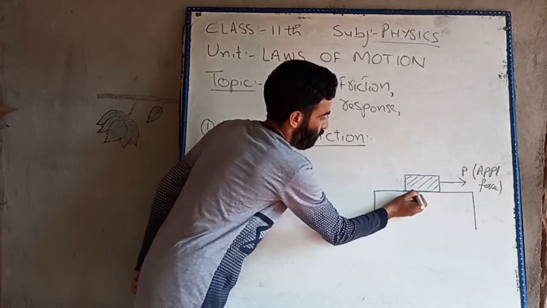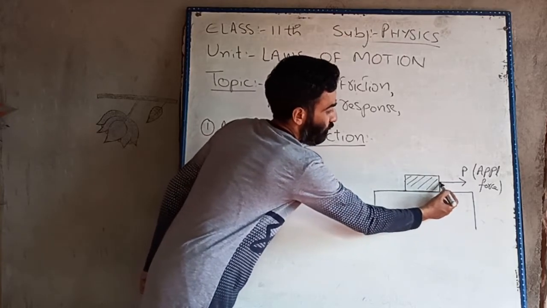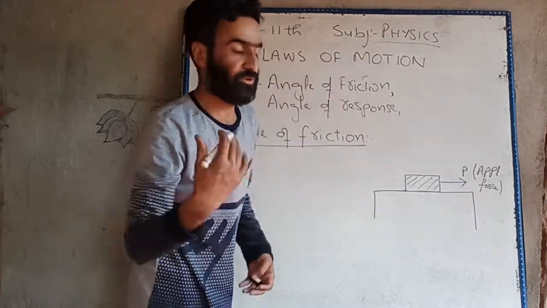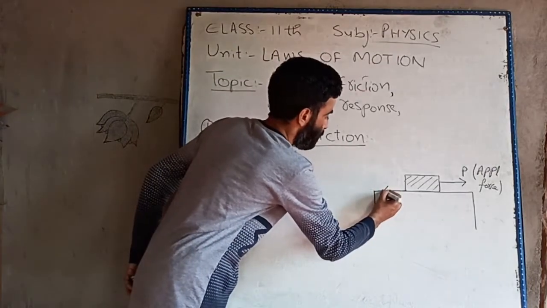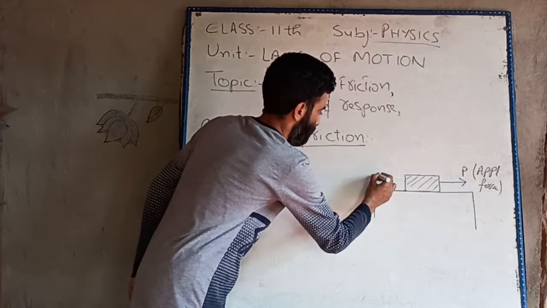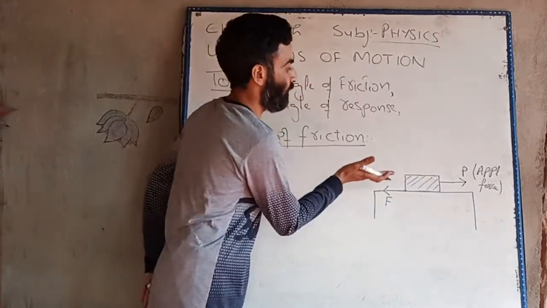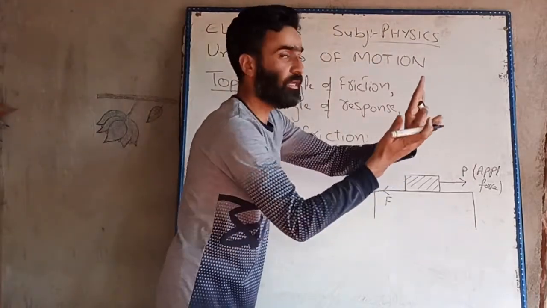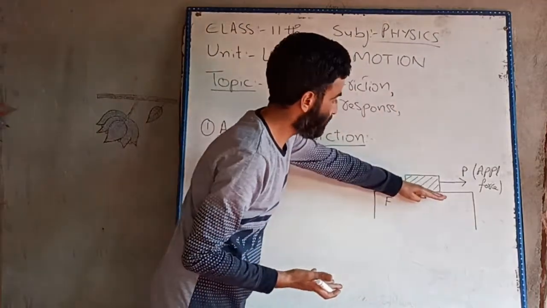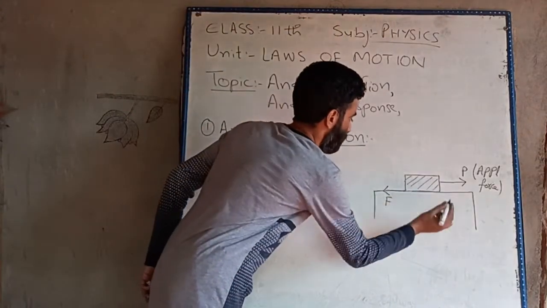This is the force of friction, and it acts opposite to the applied force. If the applied force acts forward, then the force of friction acts in the backward direction. Let me repeat it: if the applied force is in the forward direction, then the force of friction acts at the surface of contact in the backward direction.